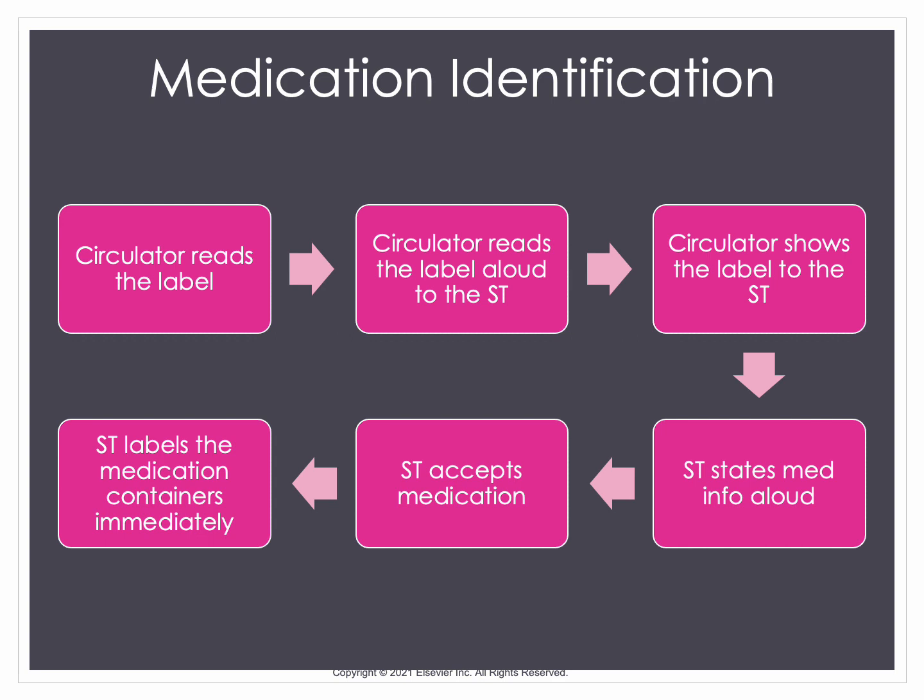So first, the circulator is going to read the label. They're going to get the medication, they're going to read the label to themselves, make sure that it matches with the preference card or what the surgeon is asking for. Then they're going to read the label aloud to you. Then the circulator is going to show you the label and you're going to state the medication information out loud. Then you're going to accept the medication and label it immediately.